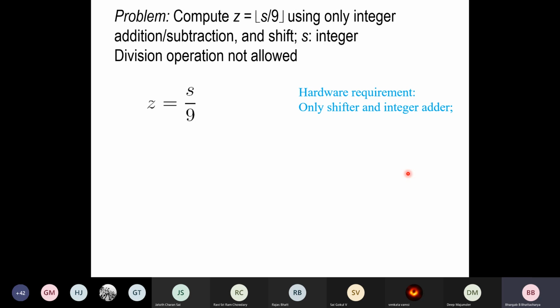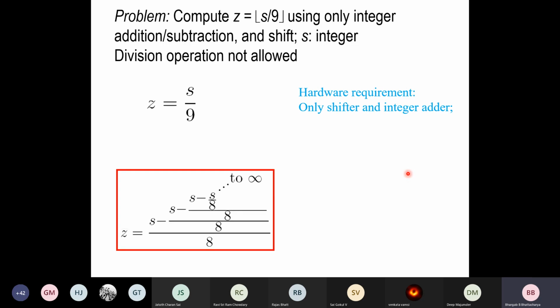But see, there is a clever way of doing this. Let me share this technique with you. So I have S by 9, right? So what I'm going to do is this. Let me look into this expression. So this is a continued series up to infinity. What I'm going to do is S minus S by 8, and then S minus the whole thing by 8, and so on. It's a continued series sort of thing. And I claim that this continued series is exactly equal to this value, Z here.